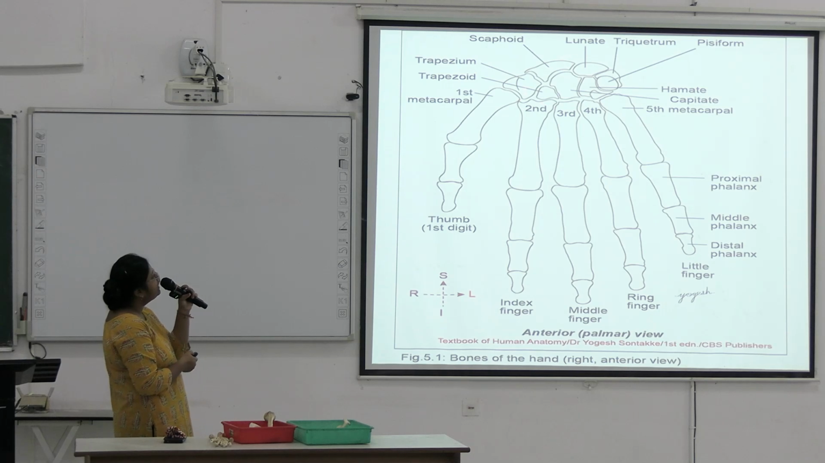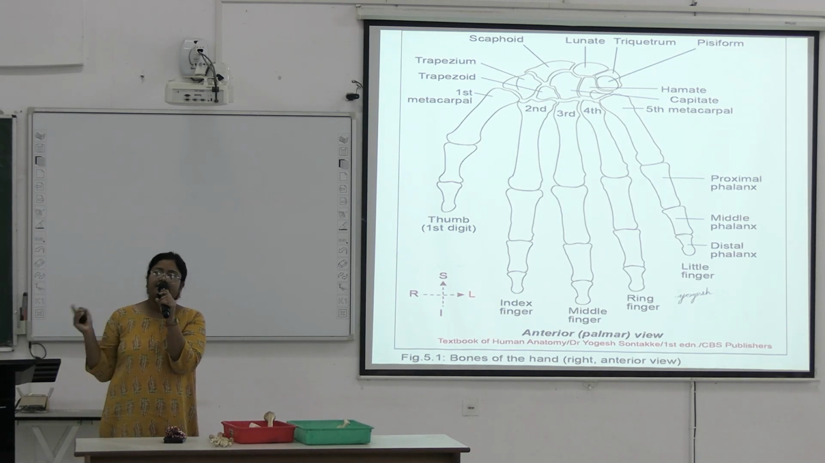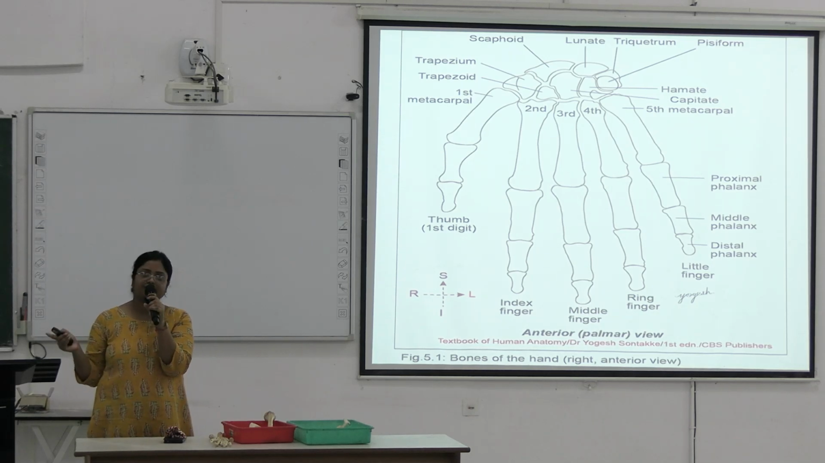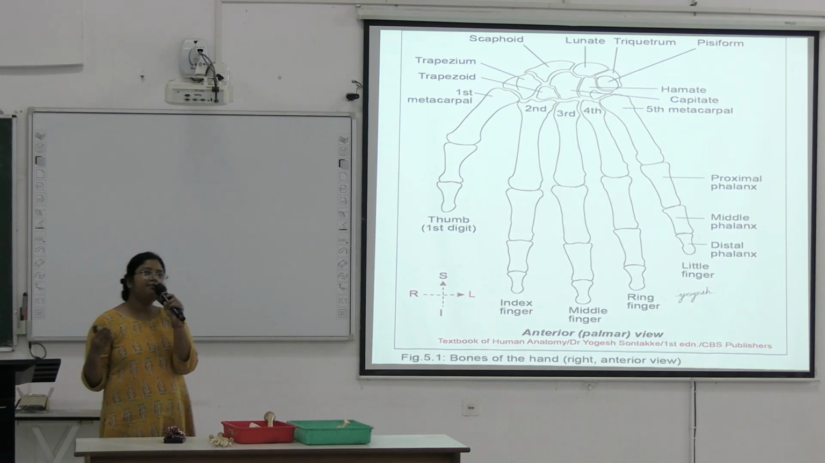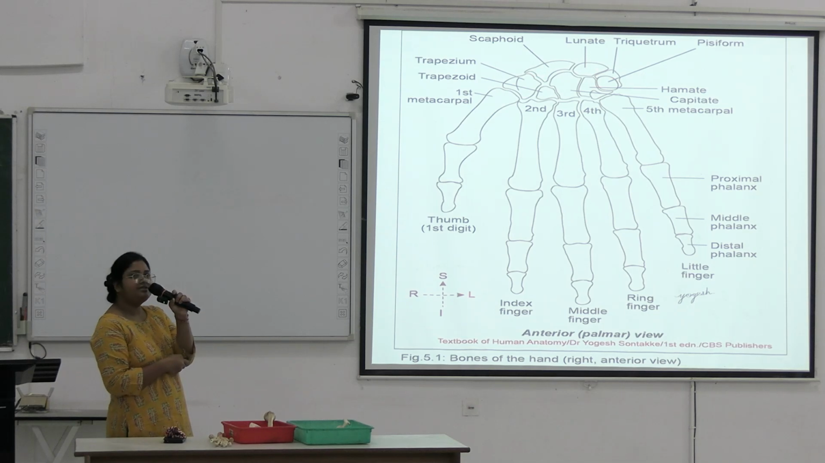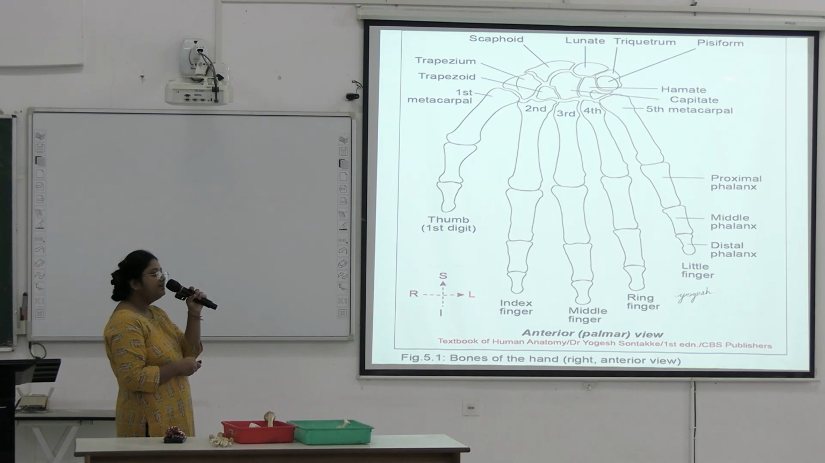So these are the carpal bones. The carpal bones are lying in 2 rows, and each row consists of 4 bones. It has a proximal row and a distal row. Here is the proximal row and this is the distal row. The proximal row consists of scaphoid, lunate, triquetrum and pisiform from lateral to medial side.